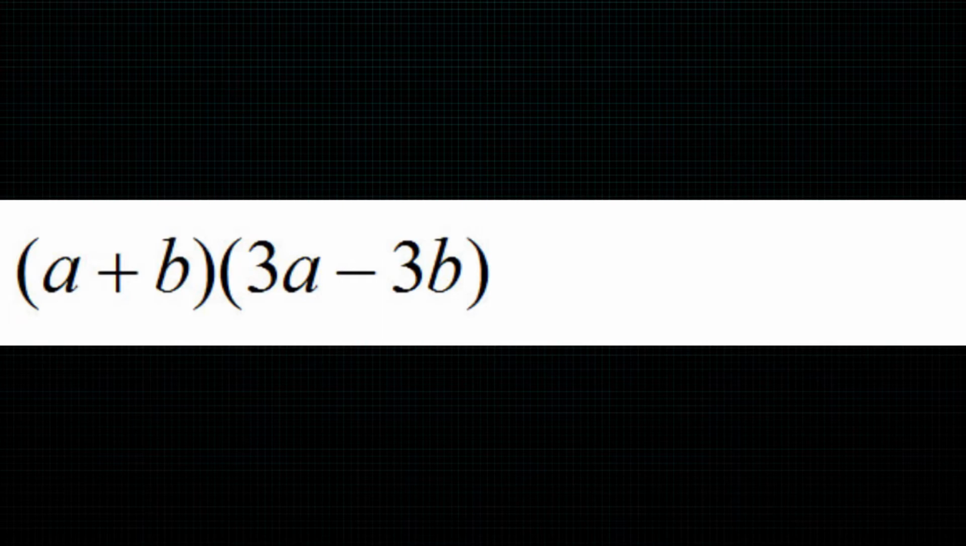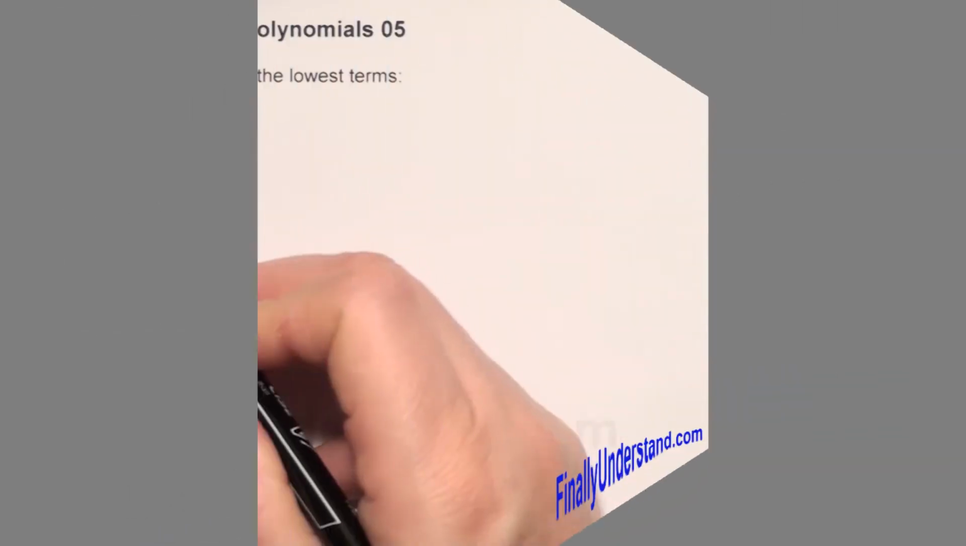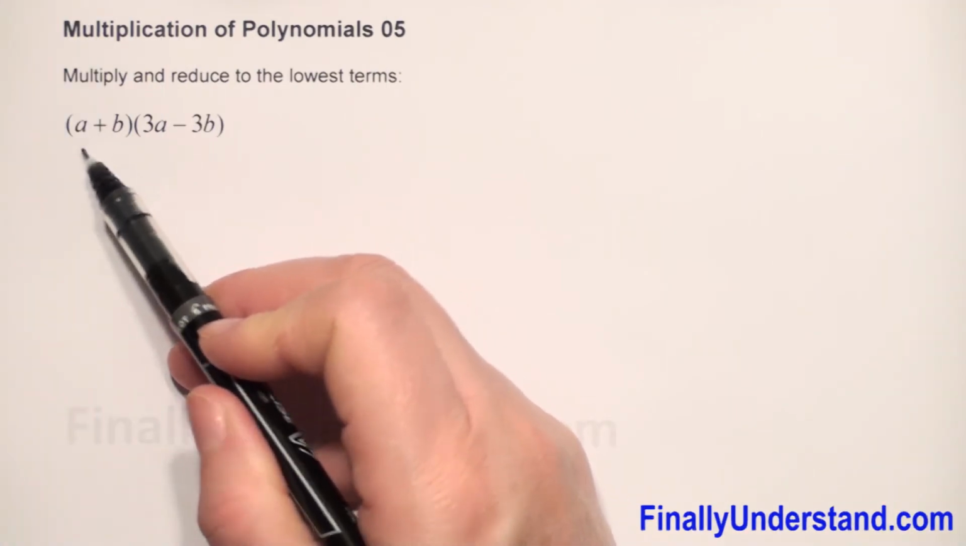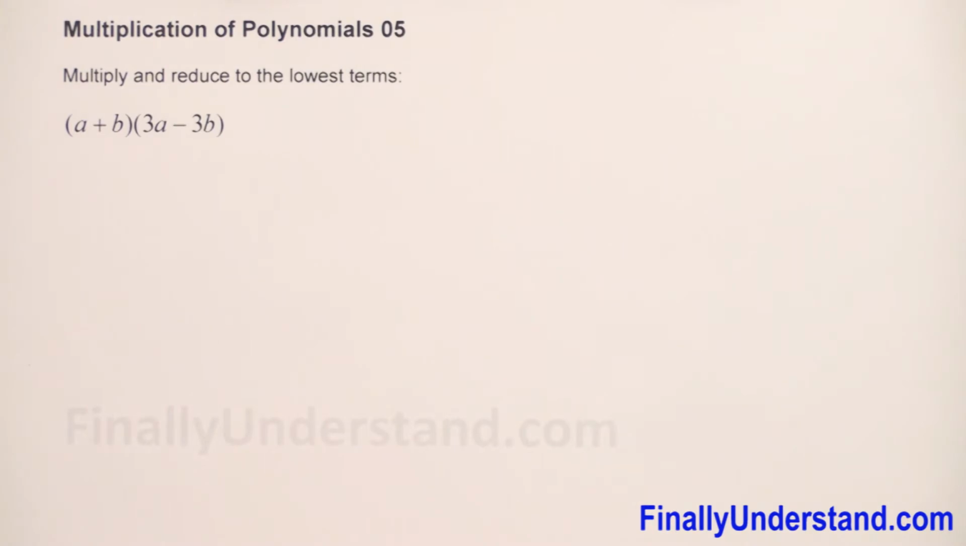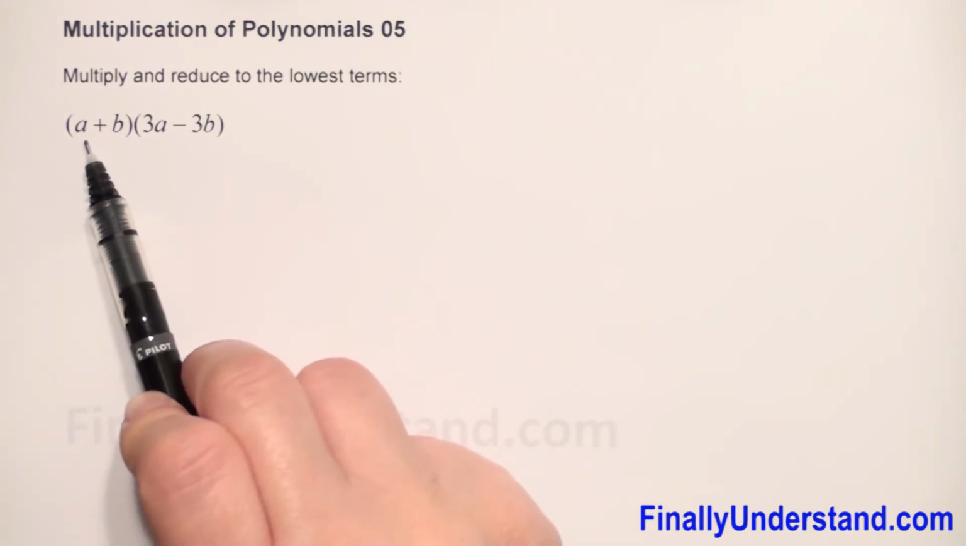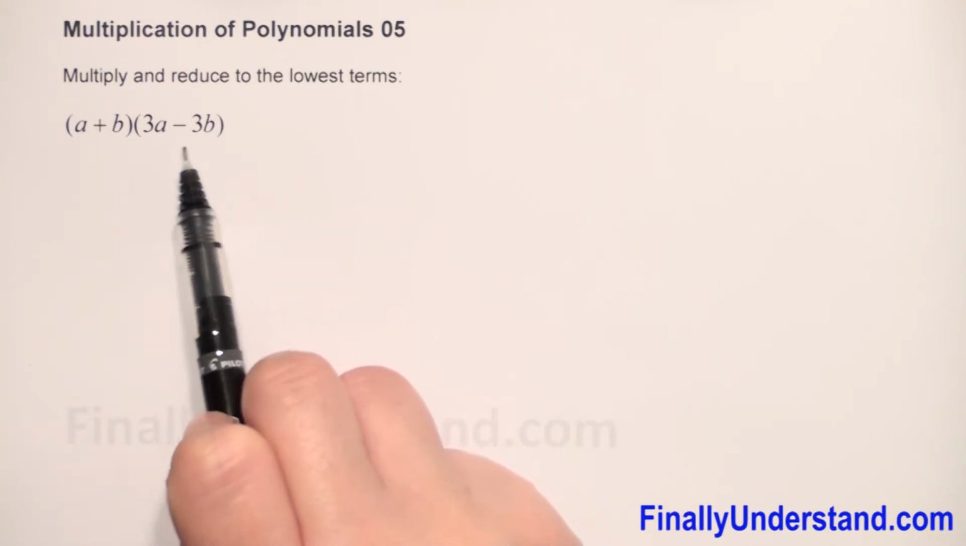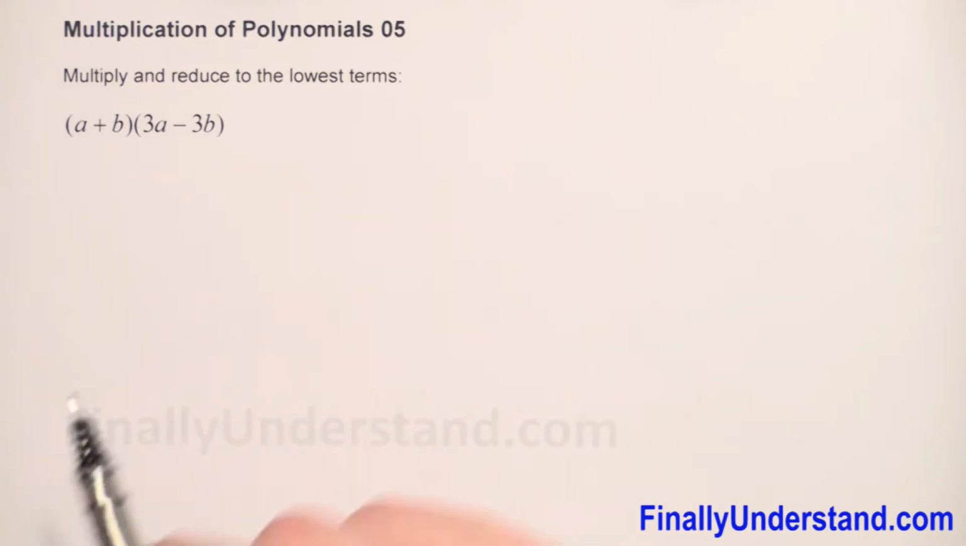We have multiplication of two binomials. Why? Because in the first parenthesis we have two terms and in the second parenthesis we have two terms. How do we do this? We have to multiply every term in the first parenthesis by every term in the second parenthesis.